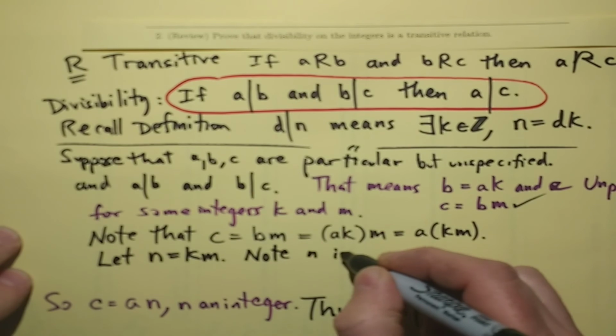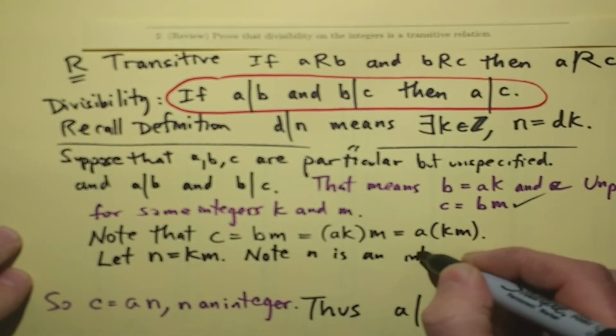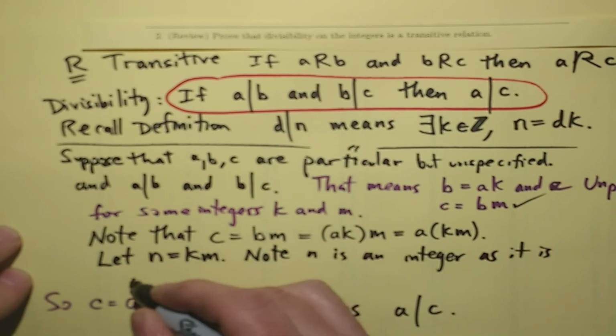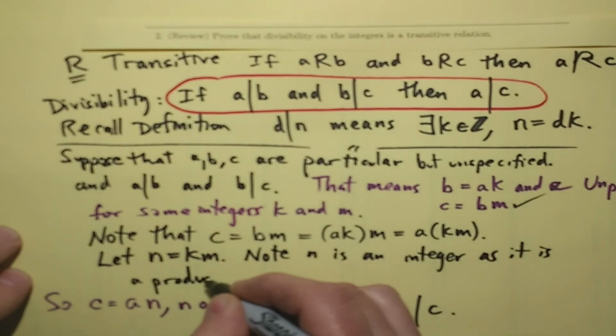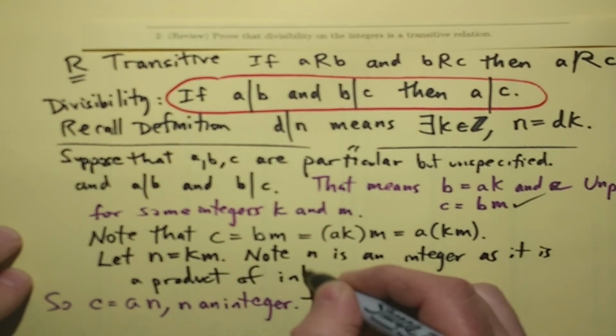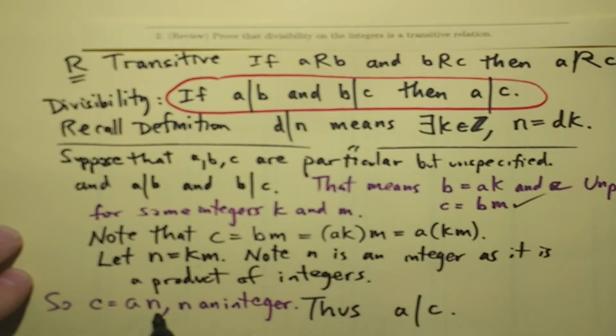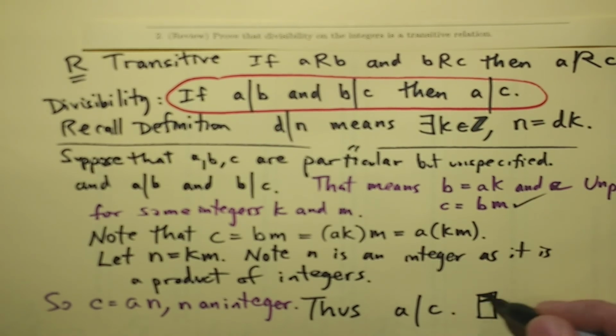Note N is an integer, as it is a product of integers. So C is A times N, N is that number, and we just showed that N is an integer, and that means that A is a divisor of C. And we're done. That's it. Okay, we're done with this problem.